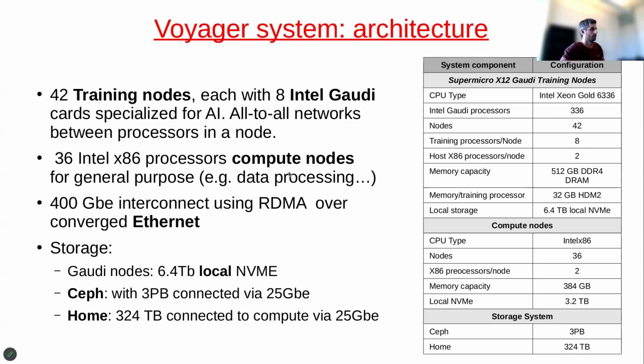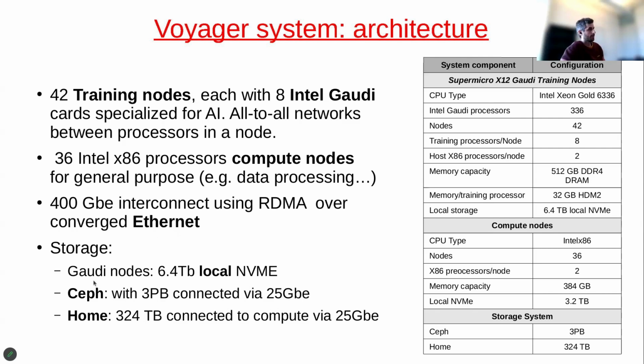Then we have the compute nodes. That's for general purpose. We have 36, and you need to download the data, do some data processing. You can use them. Nothing special, just general purpose. Then the network is a 400 GB interconnect using RDMA over Converged Ethernet. That's the network. And then our storage.